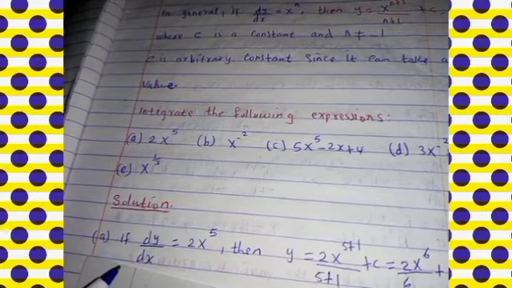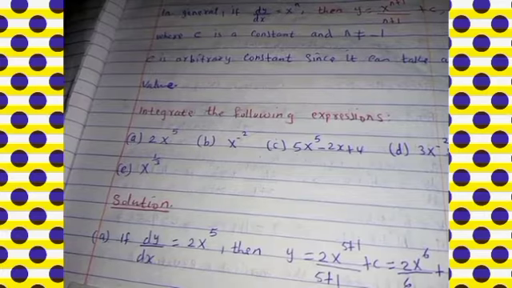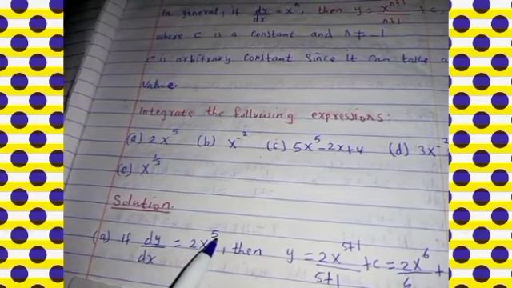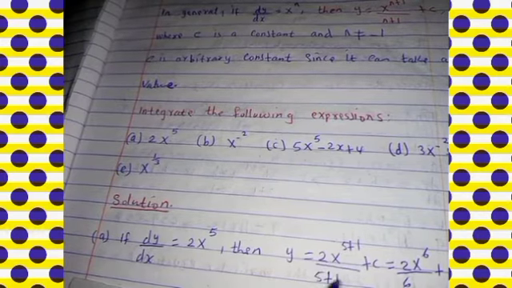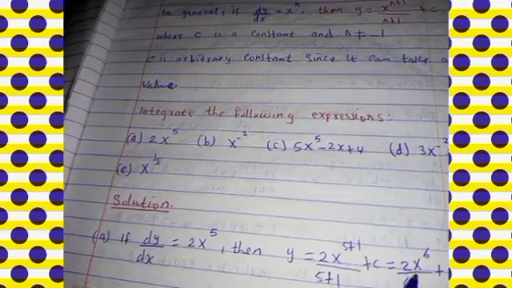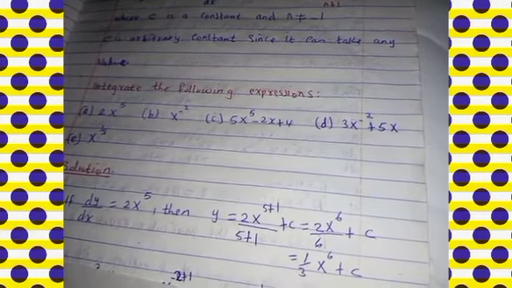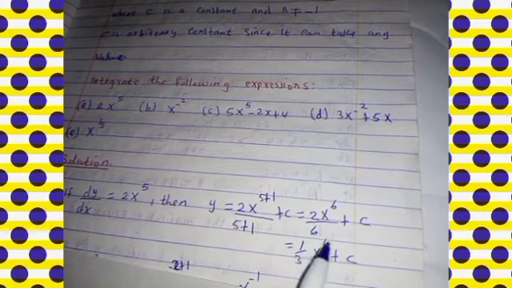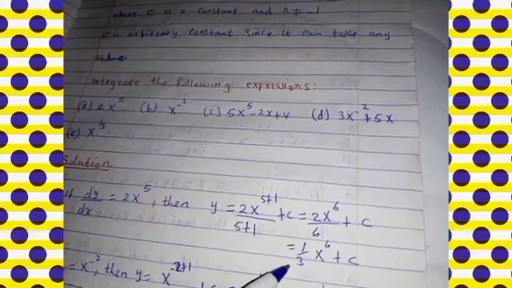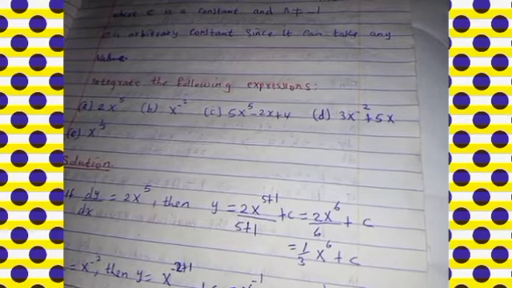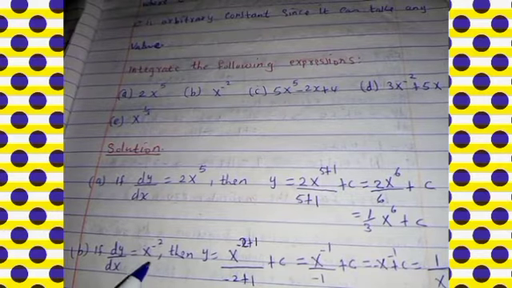To start with for number a, you write it as dy over dx is equal to 2x power 5. Then to integrate this, you add 1 to the 5 and divide by the new index: 2x power 5 plus 1, divided by 5 plus 1, plus c, which is equal to 2x power 6 divided by 6 plus c. We can simplify by 2: 2 divided by 2 is 1, and 6 divided by 2 is 3, to get 1 over 3 x power 6 plus c.